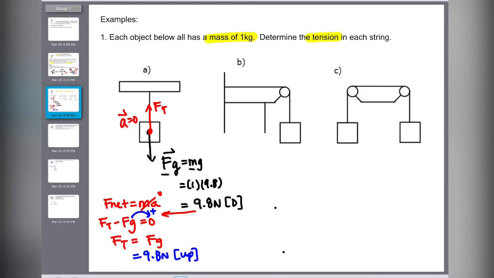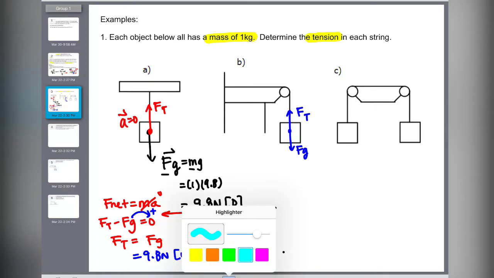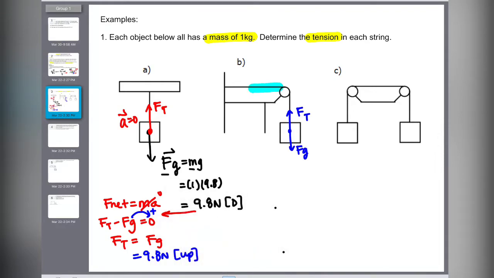Now, second part. Now this object is on a pulley that is moving. The rule stays the same, Fg and Ft. But based on what we learned today, when I have the same string, I am really talking about this string with this string. That's the same string, okay?